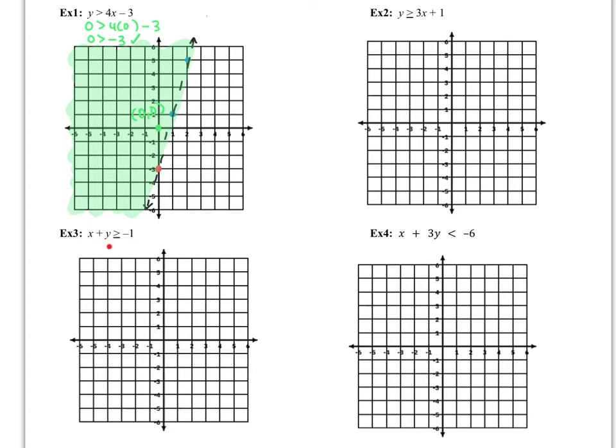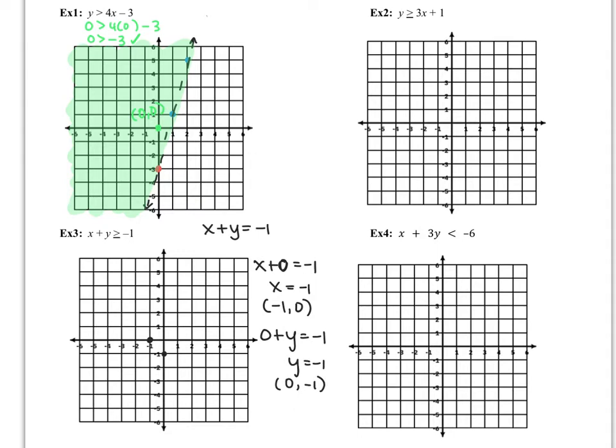On example 3, the first thing that I want to do is graph my boundary line. Now in this case, since it's in standard form, y is not isolated, so I'm going to graph it using x and y intercepts, and I'm going to graph it as the equation x plus y equals negative 1. To find an x-intercept, I change y to 0. So I'm going to start by doing x plus 0 equals negative 1, x equals negative 1. That means my x-intercept is the point negative 1, 0. To find my y-intercept, I'm going to change x to 0. So 0 plus y equals negative 1, y equals negative 1. And as an ordered pair, that's the point 0, negative 1.